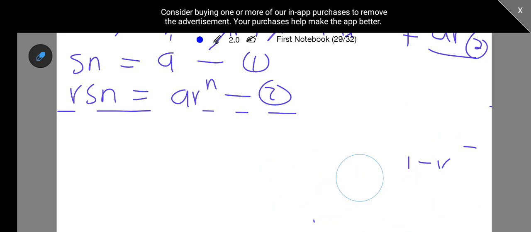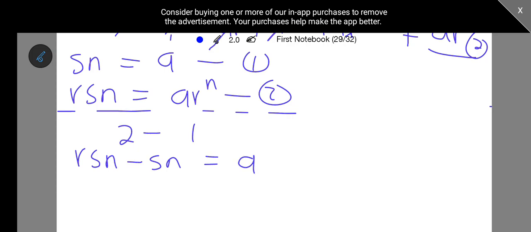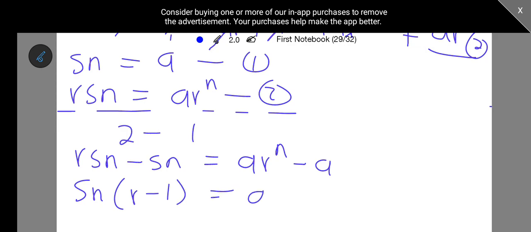So what we're going to do here, we're going to say equation number 2 minus equation number 1, that is Rsn minus Sn is equal to A R to the power of n minus A. If they said prove the other one, you're going to say equation 1 minus equation 2. Okay, so we're going to take out a common factor of Sn, and we'll be left with R minus 1, then it's equal to A, then it's R to the power of n minus 1. We've taken a common factor of A.